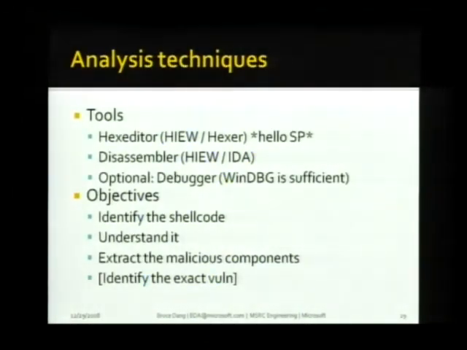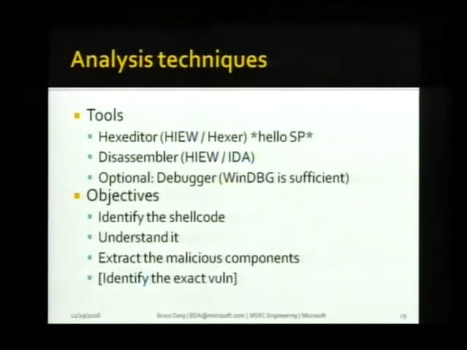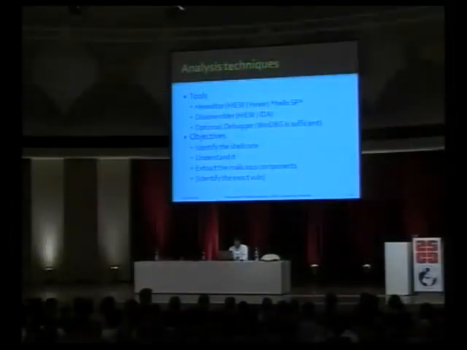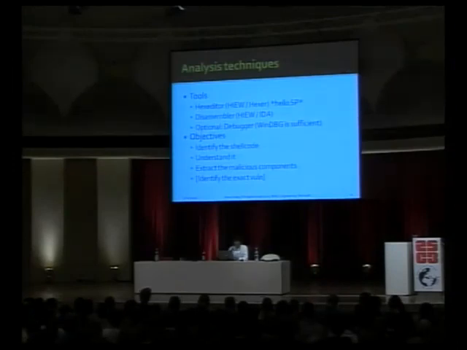And the objective, when you analyze these things, is first you want to identify the shellcode, and then you want to understand what it does. Most of the time, you really don't need to understand every single aspect of the shellcode, because sometimes you get thousands of these samples, and you don't want to go through and understand every single one of them. Most of them are the same anyways. And then you extract the malicious component, typically extracting the Trojan.